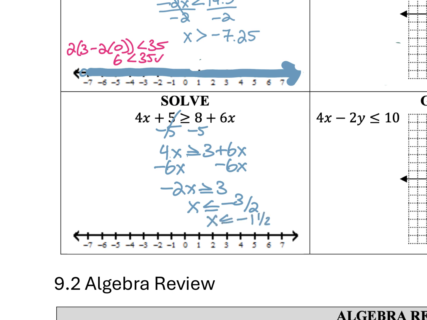So I'm going to go find negative 1.5, and I'm going to give it a filled in dot, and now it is all the values that are less than. So I would shade in this way. That means that if I were to plug this number back into here, it would make a true statement. I'm not going to check it again, but it would work out. Or if I plug any of these numbers into here, it would make a true statement. If I plugged in any of these numbers over here, it would not make a true statement.